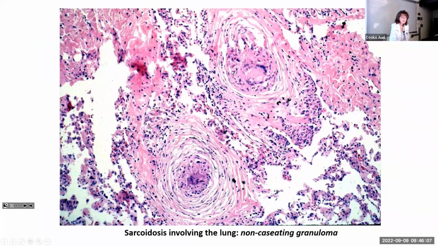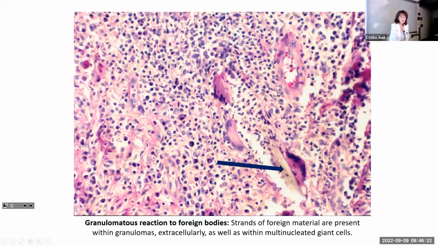Here's another example of sarcoidosis. Two granulomas in sarcoidosis. They are non-caseating. I don't see any necrosis in the center. I do, however, appreciate some multinucleated giant cells. And here's a granulomatous reaction to foreign bodies. This is the foreign body, and I can see multinucleated giant cells around them here and here, trying to engulf this foreign material.